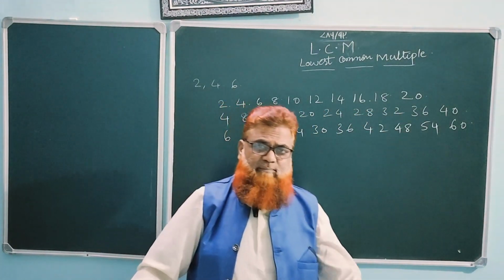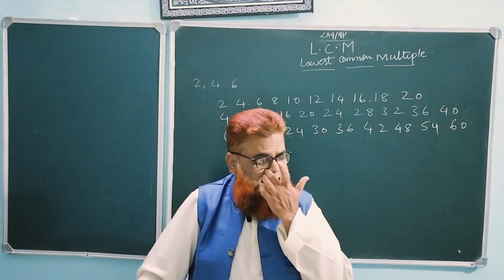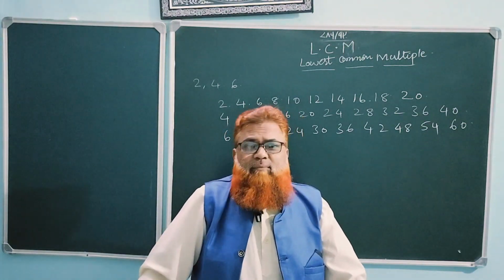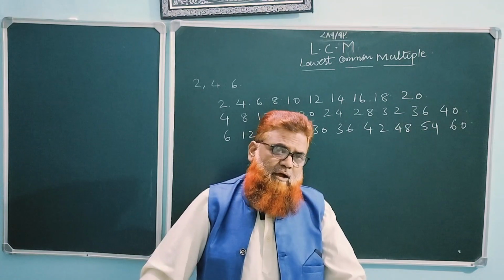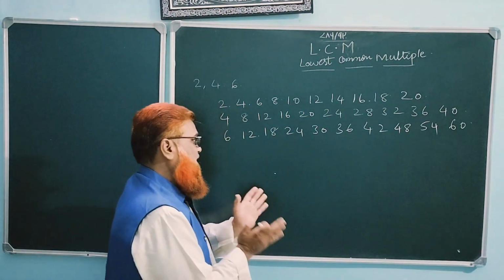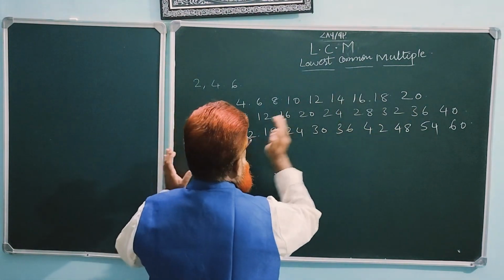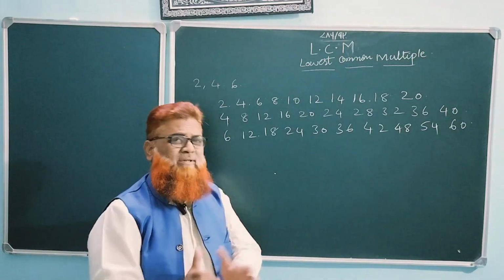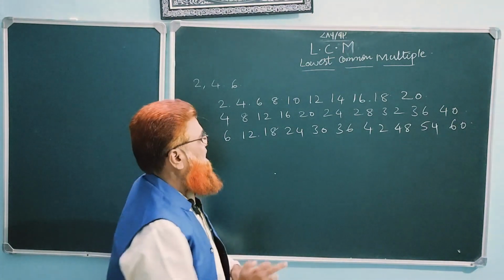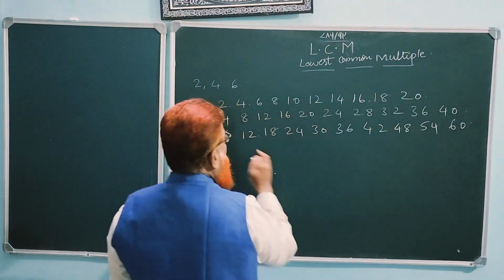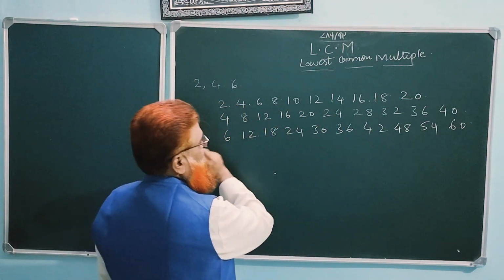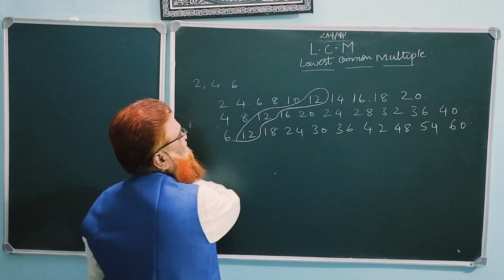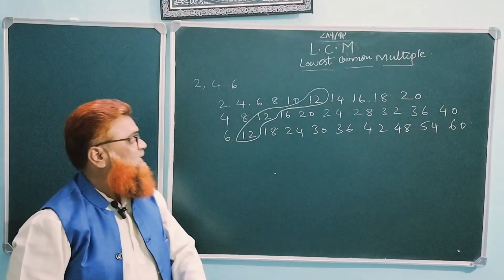What is the purpose of writing all these multiples? You may be surprised that I am writing the tables of 2, 4 and 6. Yes, indeed I am writing the tables of these three numbers. But I want to draw your attention here, friends. See, in these multiples of 2, 4 and 6, what is the first common thing you find? 12 appears in all of them. This is the first common multiple. Are you able to find it?